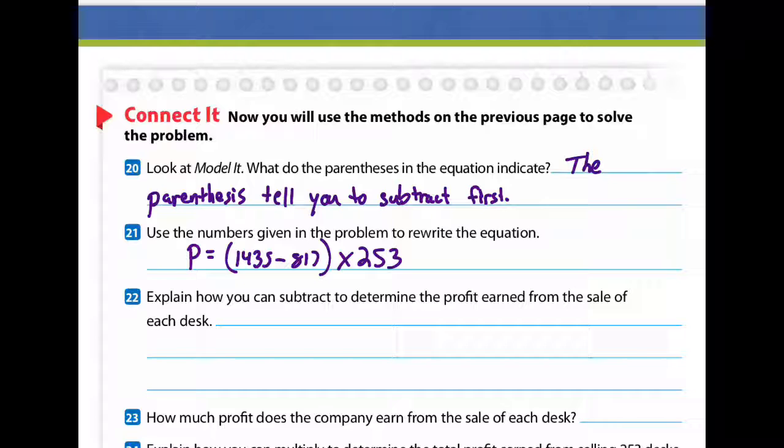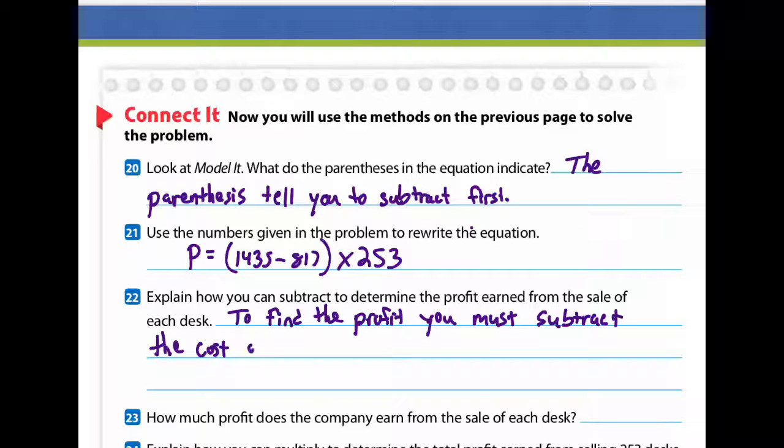All right, so now 22 says, explain how you can subtract to determine the profit earned from the sale of each desk. Well, this is what we talked about before. This is what profit is. So we're basically going to say you have to subtract the cost associated with building the desk from what you sell it for to determine your profit, all right? So let's write this down. To find the profit, you must take away or subtract the cost of building the desk from the sale price of the desk.